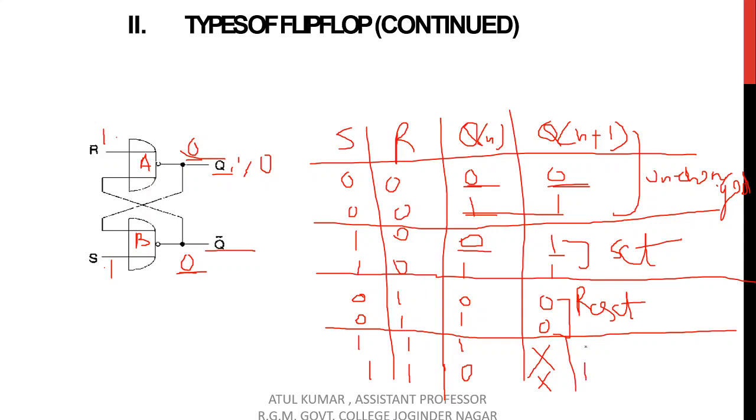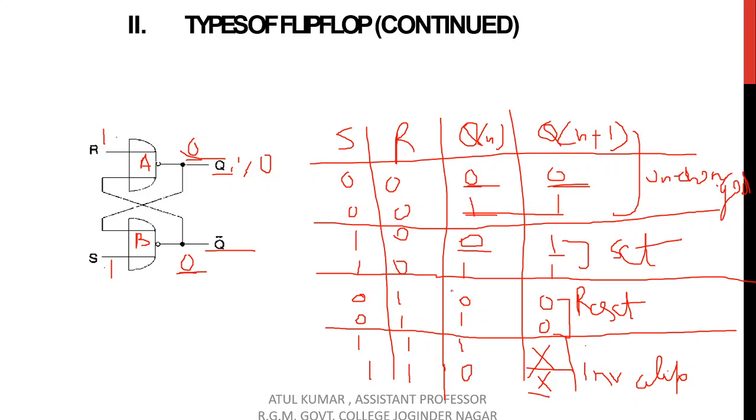So this means that the flip-flop goes in the running state, and when both S and R values are 1, this means that the flip-flop shows an invalid state, because here the output for both the NOR gates is 0 and they are not complements of each other, meaning the flip-flop is showing an invalid state. So when both S and R are 1, the flip-flop is in an invalid state.